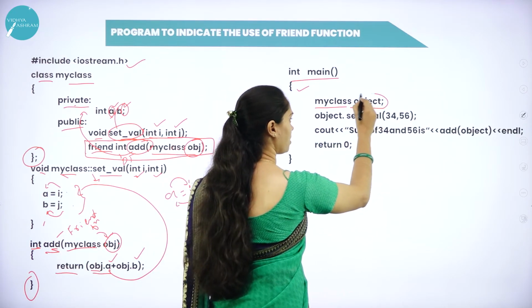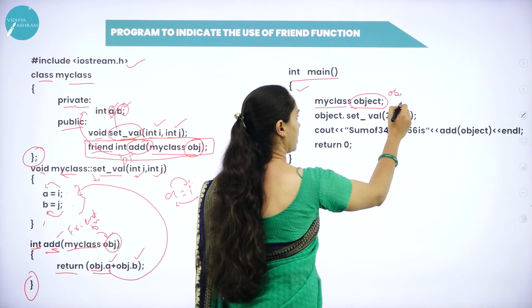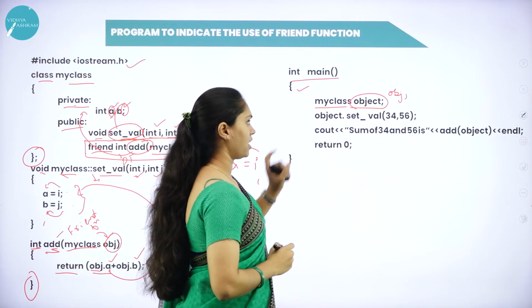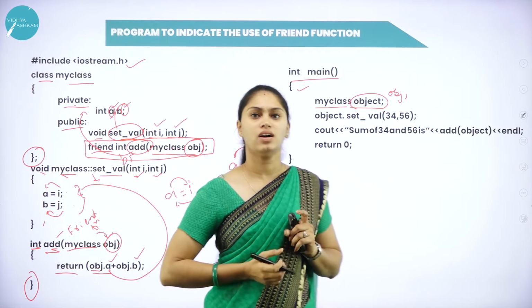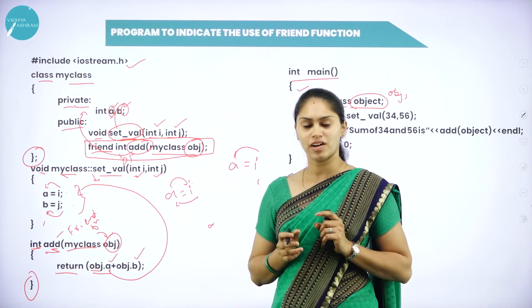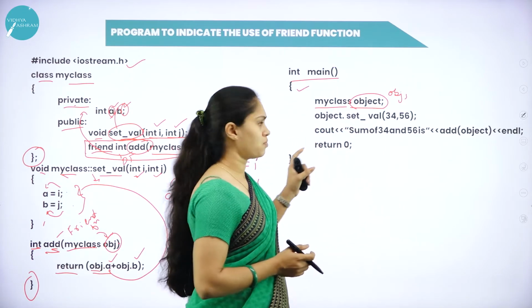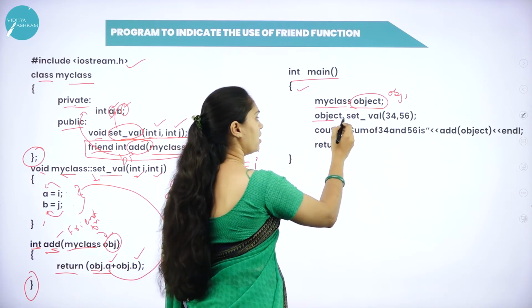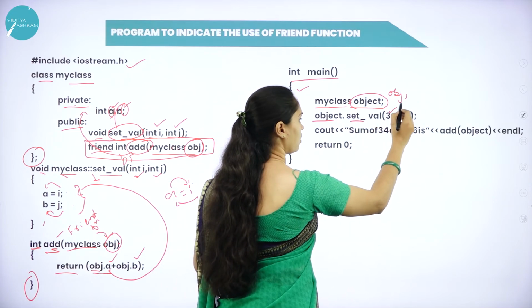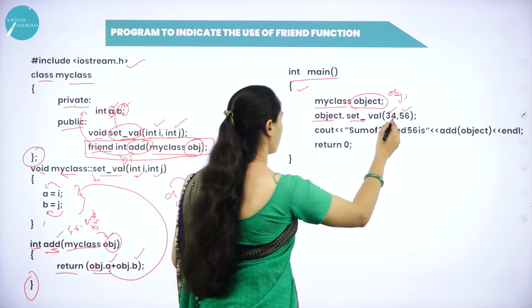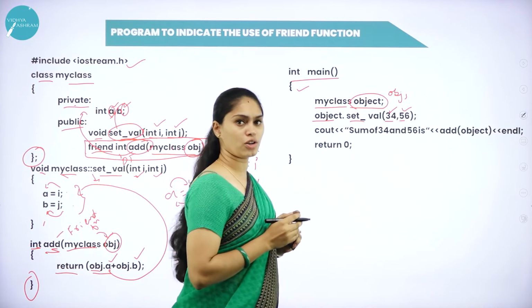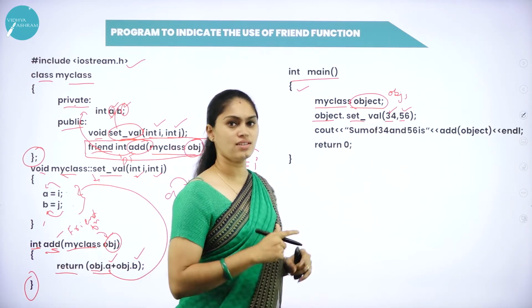What is the object name here? Object itself. I am creating an object name as a object name, so I can access the member function with the help of the dot operator. So that must be object name dot setval of 34 and 56. What does it mean? These two are the arguments of the member function setval.